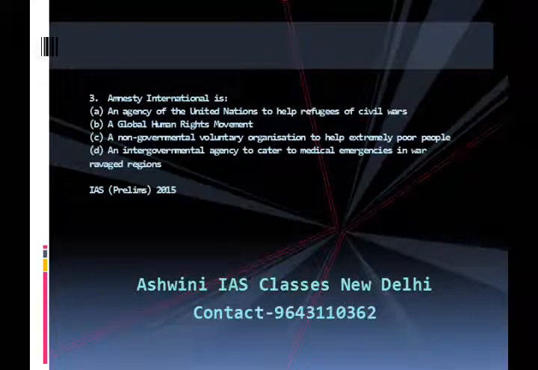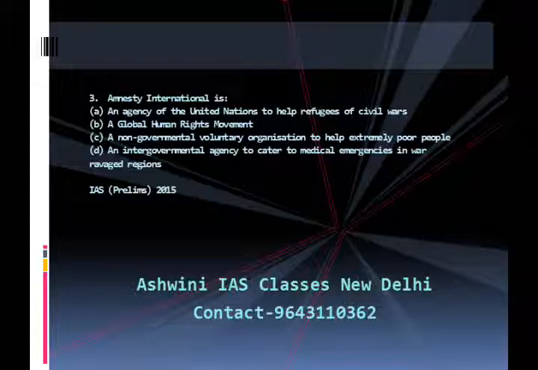Amnesty International is A. An agency of the United Nations to help refugees of civil wars. B. A global human rights movement. C. A non-governmental voluntary organization to help extremely poor people. D. An intergovernmental agency to cater to medical emergencies in war-ravaged regions. This question has appeared in IAS Prelims 2015.